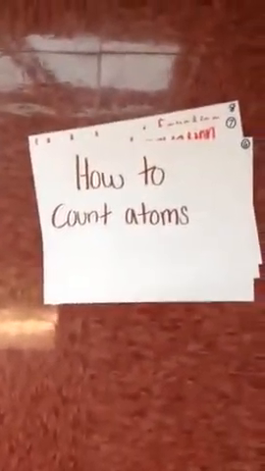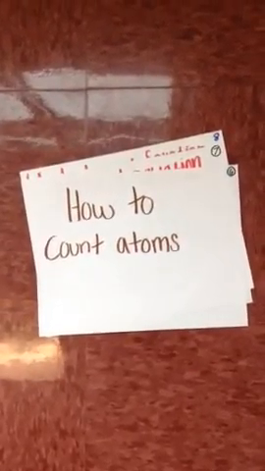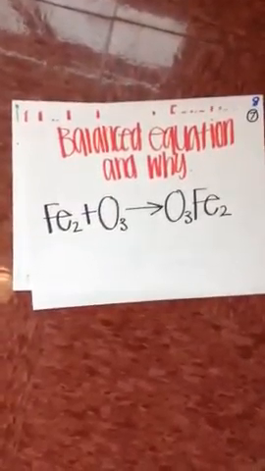How to count atoms is you look at the atoms and see if there's a number in front of it. It's called the coefficient. This is a balanced equation because look, there's two iron atoms, Fe, and there's two oxygen atoms, O3.